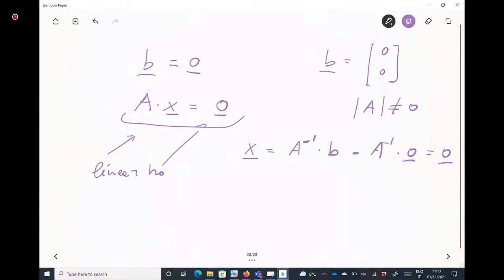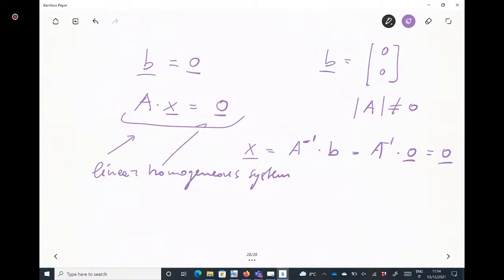Homogeneous because B is 0. When a linear homogeneous system has a square matrix A with determinant different from 0, the system has a unique solution, which is the 0 solution. This solution is called, of course, the trivial solution. So a linear homogeneous system with matrix A invertible, with determinant different from 0, has only the trivial solution.